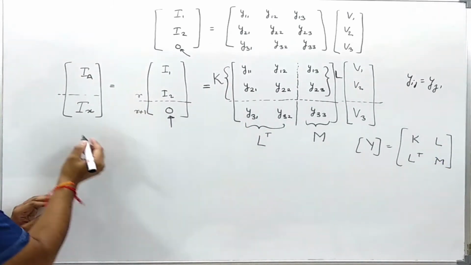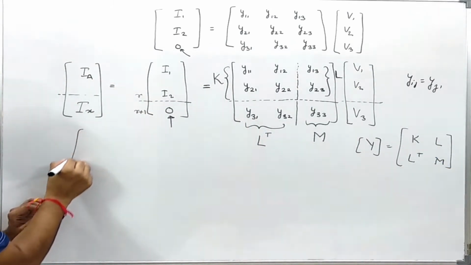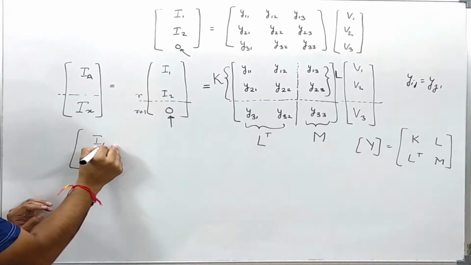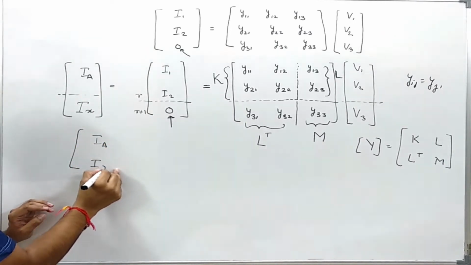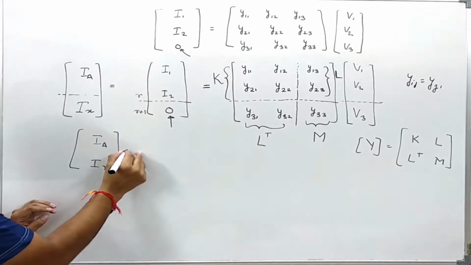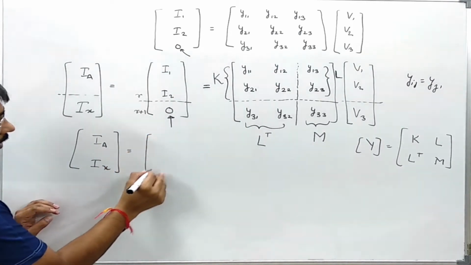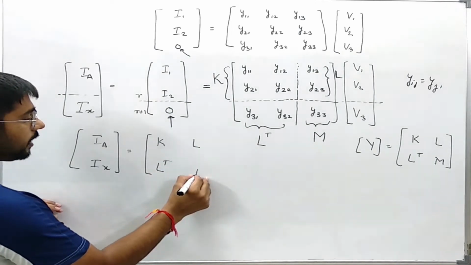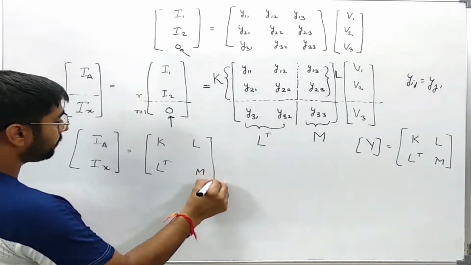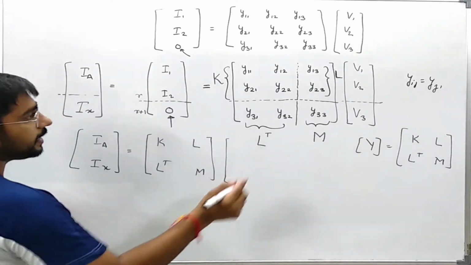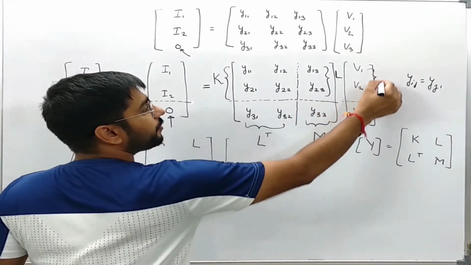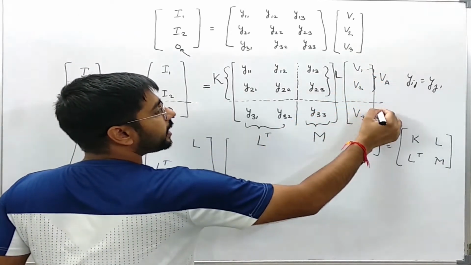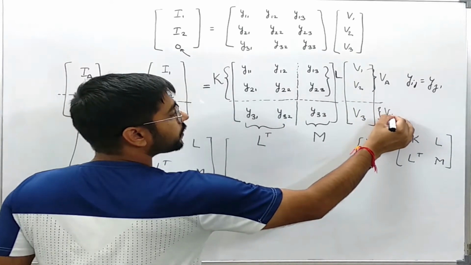So writing it in this form, what can I write? IA, IX is equal to K, L, L transpose, M, and this is, let us say, VA and this is Vx.